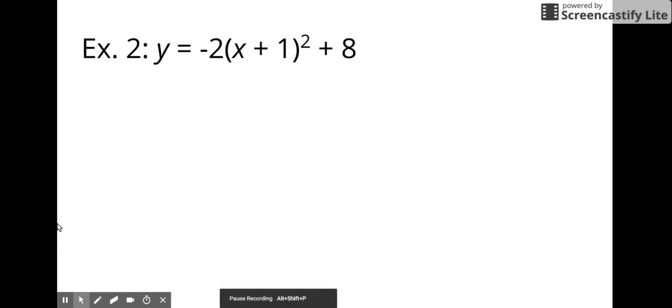Here's another example that lends itself to being solved by the square root method because it's in vertex form. So let's look at how we can solve this.